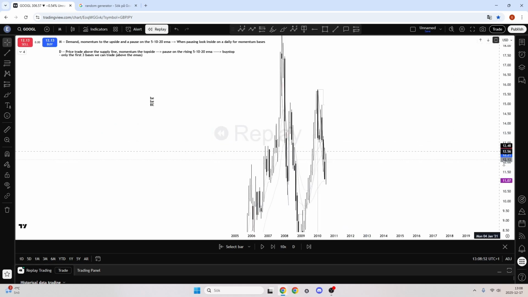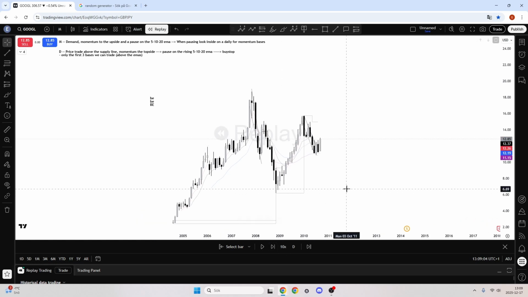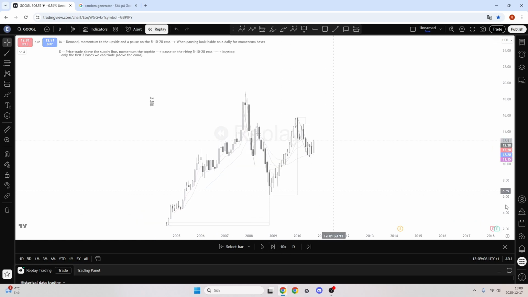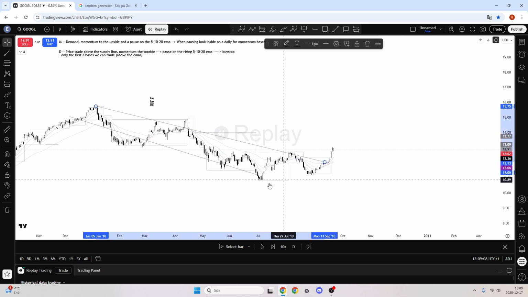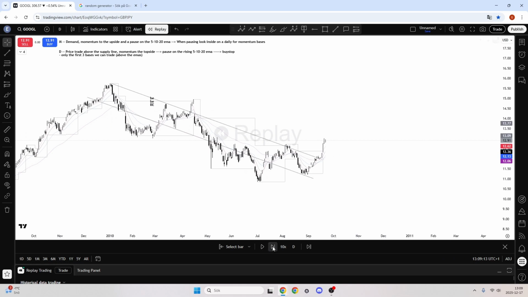Let's jump to the monthly because we're failing down right here. Coming down to the 50 EMA, just like this. Let's just wait here and see what this price wants to do. So we have our supply line just like that. Let's wait for a pause here.